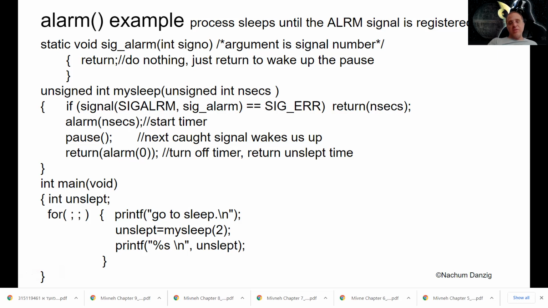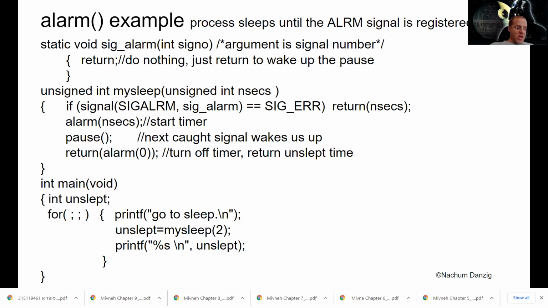Remember, unslept time is the amount of time that the alarm was set for 5 seconds, but I only waited for 4 seconds. So it'll be 1. It'll be how much time I didn't sleep that I was supposed to, or I called it unslept, but it's really unused time of timer.